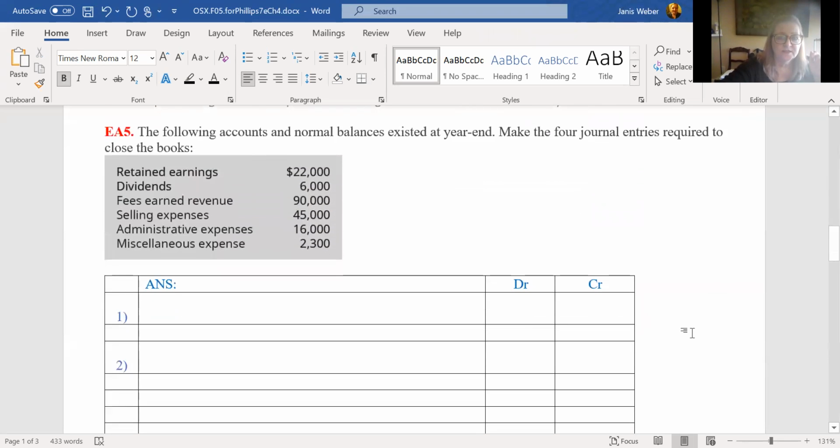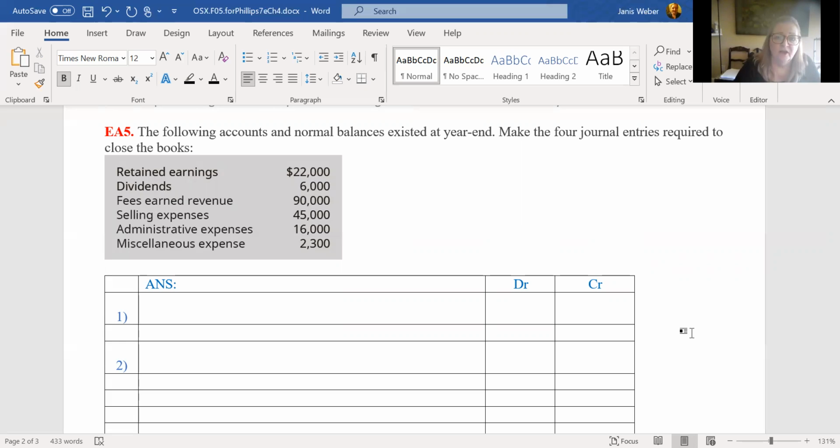Now this one is another closing entry. It says the following accounts and normal balances existed at year end. Make the 4 journal entries required. So 1, 2, and 3, we're going to do separately, and then I'm going to black out the income summary so you can see what it would be if you were doing the 2-step method. And then we're going to pick up closing the dividends last at $6,000.